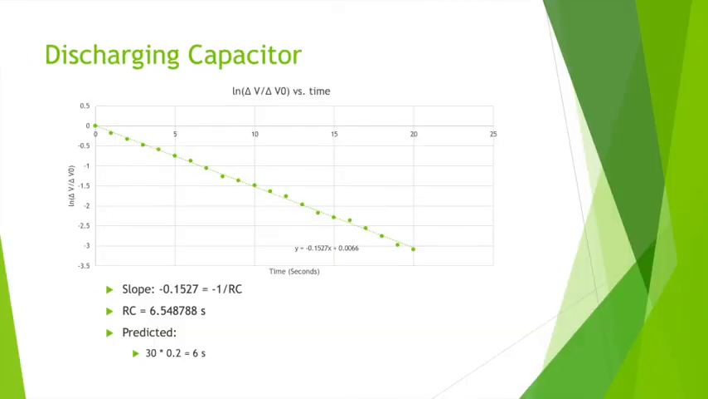Finally, the last procedure was to measure the potential difference as time passed in a discharging capacitor. And then I graphed the ln of the potential difference over the initial potential difference against time. And as you can see, it's a linear relationship. It is going down as time passes. And the slope of this graph is found to be negative 0.1527, which is actually negative 1 over RC. So the RC value was found to be 6.548, which is pretty close to the predicted value of 6.